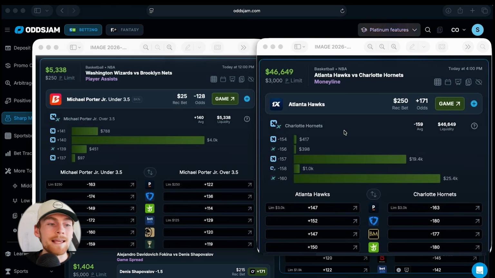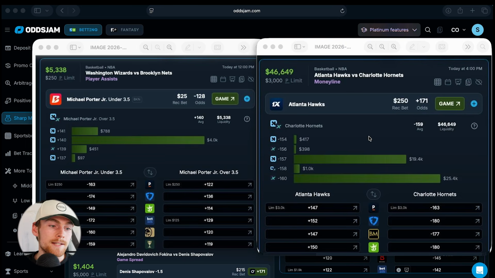Now, let's look at a game line. We could take the Atlanta Hawks here. Hawks, Hornets. The Atlanta Hawks were piling up $46,000 on their money line as an underdog against the Charlotte Hornets. We can see right here, optimal odds were plus 171, best price on the market there. Pinnacle had a $3,000 limit on this.